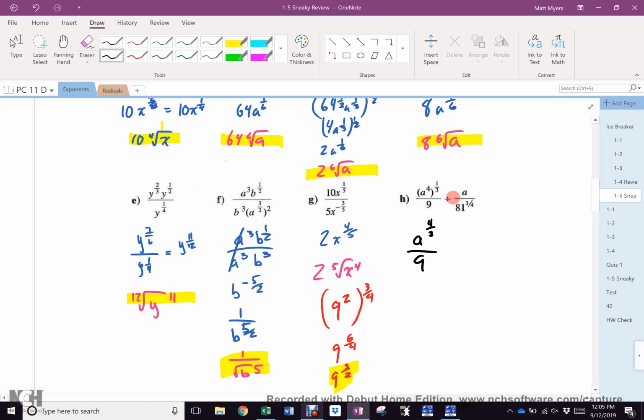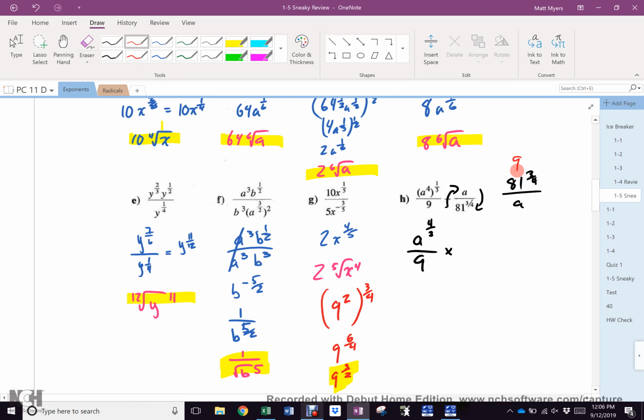Now, divided by a fraction, that's multiplied by the reciprocal, right? So this 81 and 3 quarters is going to come up there, and the A is going to go down there. Is everyone cool with that? Okay, now, I see a 9 here. Do I know any relationship between 9 and 81? What is it?